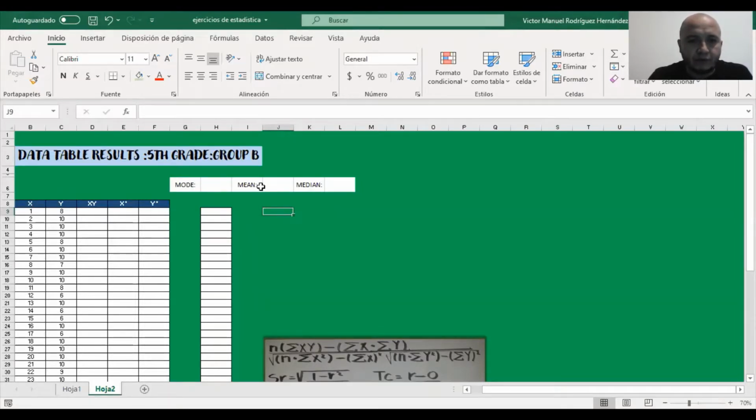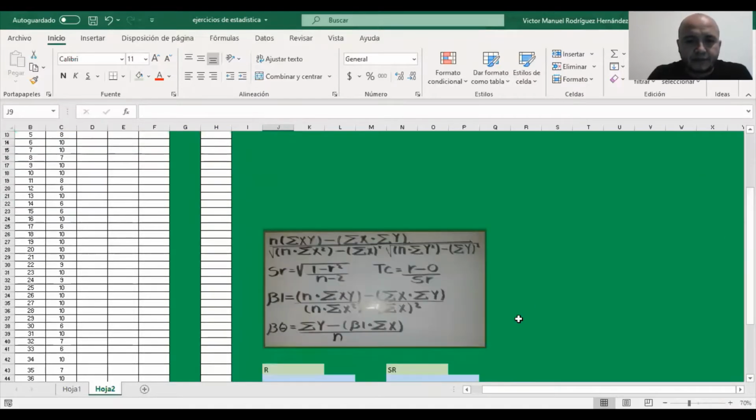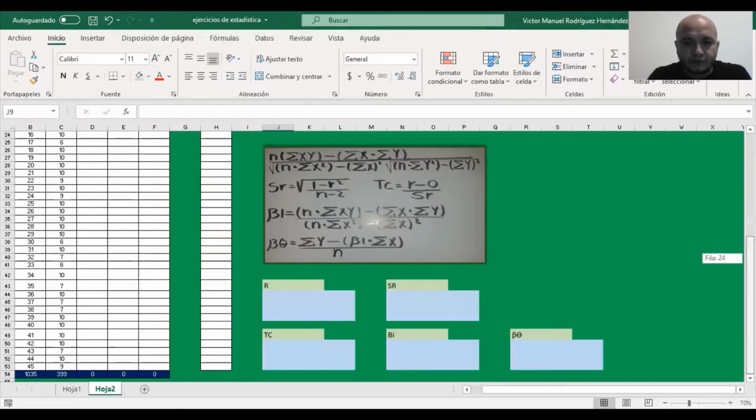We're gonna get the mode, the mean, the median, and some other data, which is the correlation, central tendency, and standard deviation. And we'll be using this formula for that. We will also be getting the beta and the beta theta. Those results will be written down here.